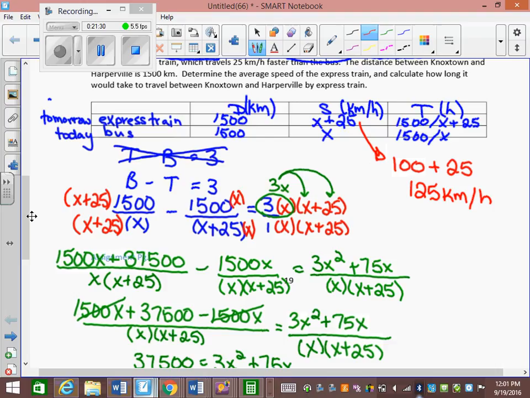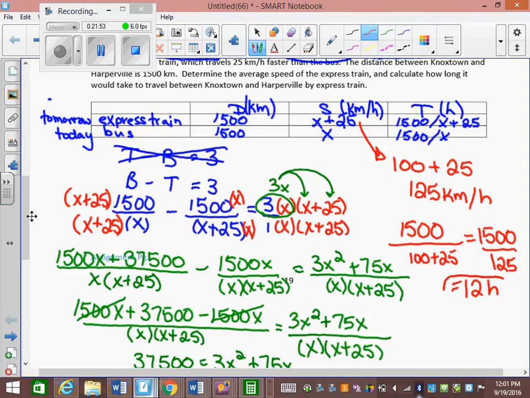How long does it take? Well, fill it in. 1,500 divided by 125. So 12 hours. And those are your answers.